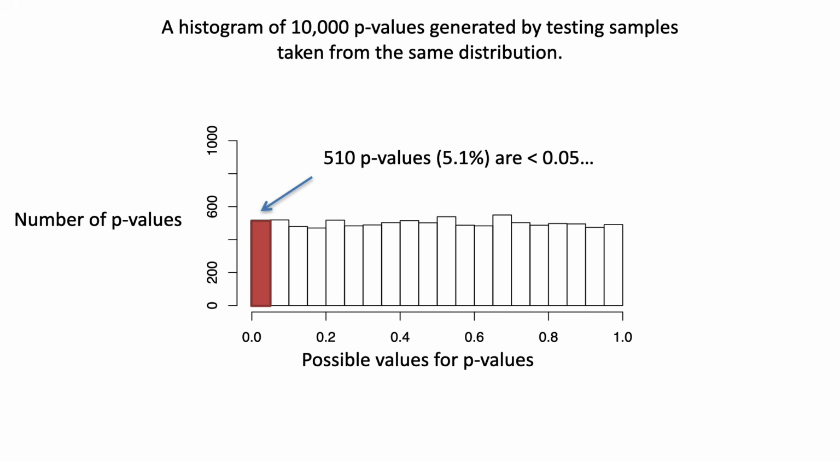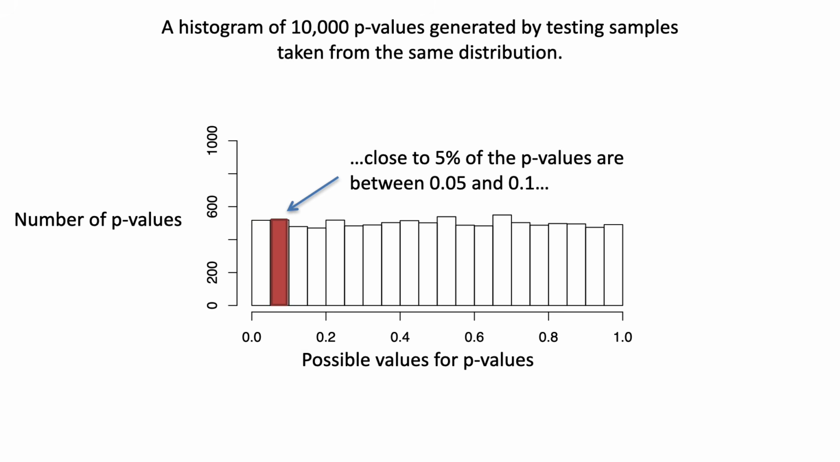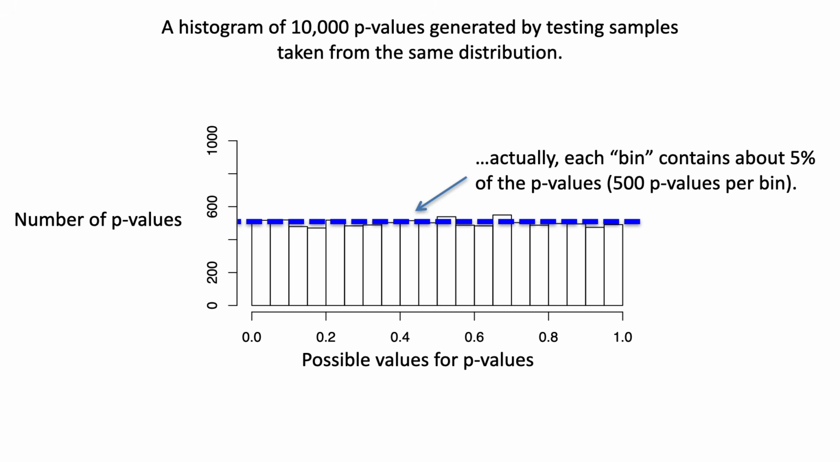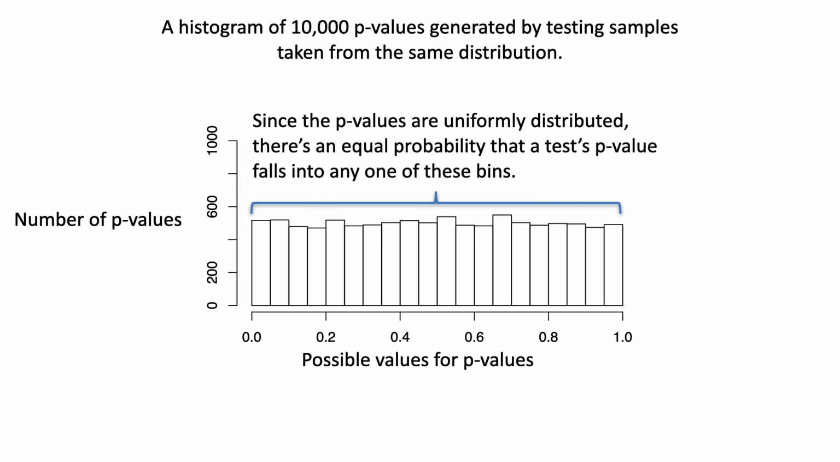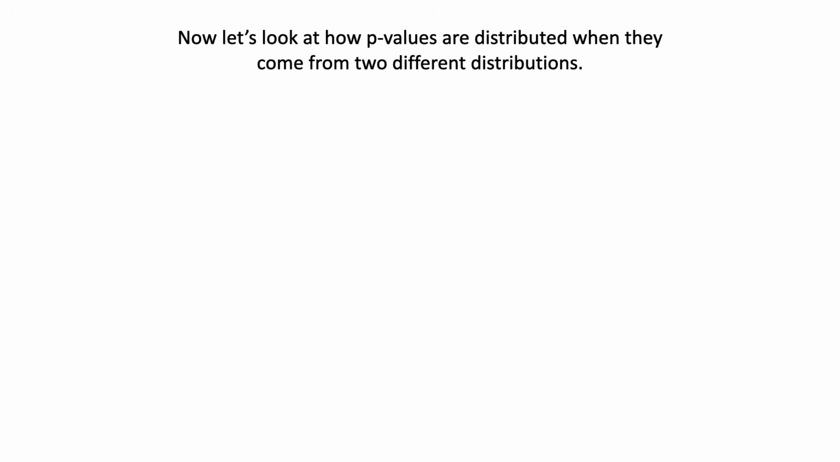510 p-values, or 5.1%, are less than 0.05. Close to 5% of the p-values are between 0.05 and 0.1. Actually, each bin contains about 5% of the p-values, about 500 p-values per bin. Since the p-values are uniformly distributed, there's an equal probability that a test p-value falls into any one of these bins. Now, let's look at how p-values are distributed when they come from 2 different distributions.